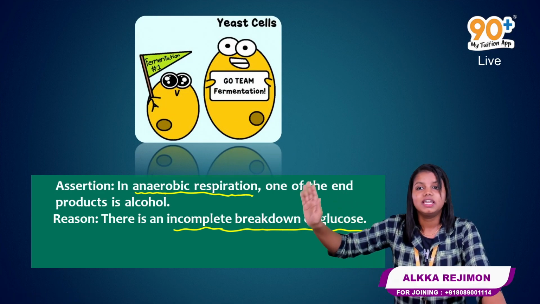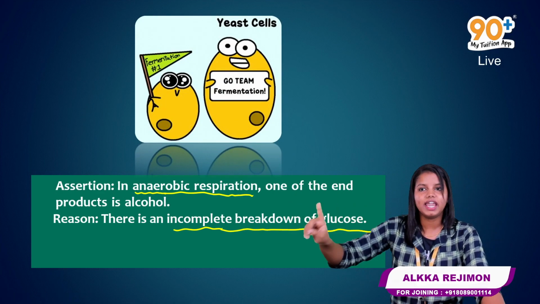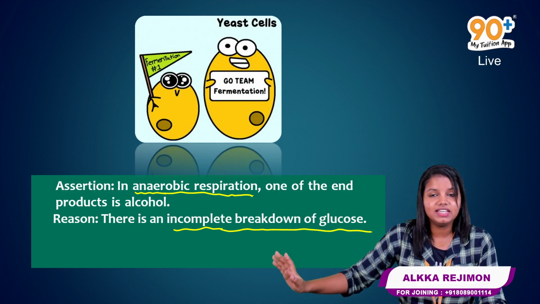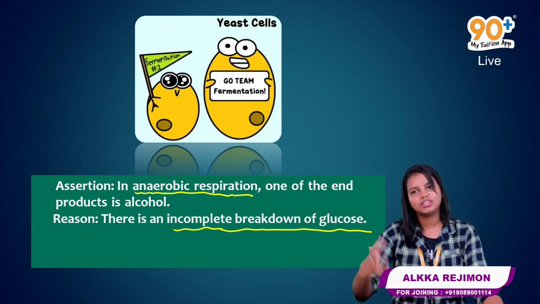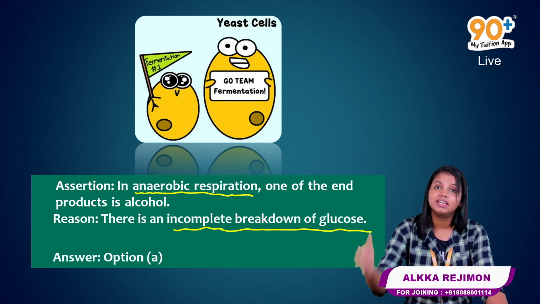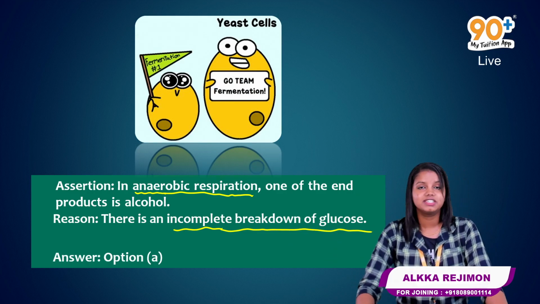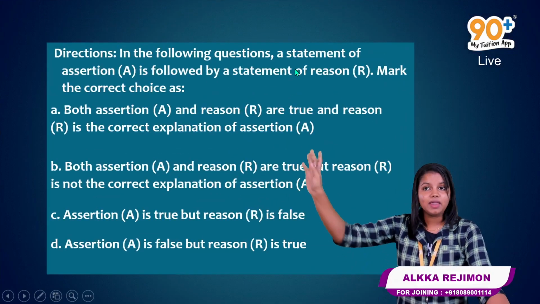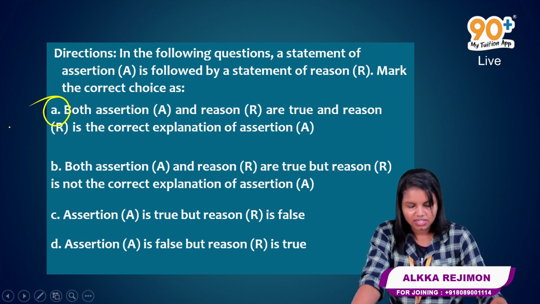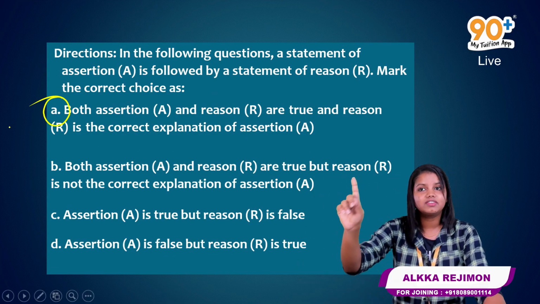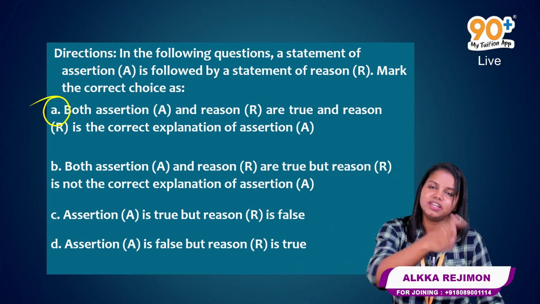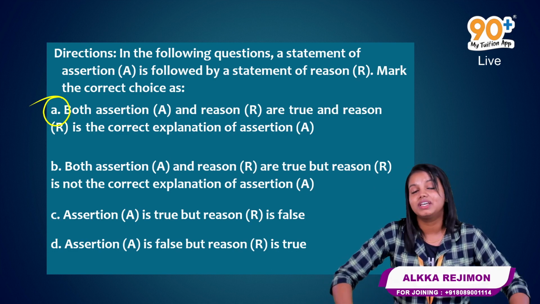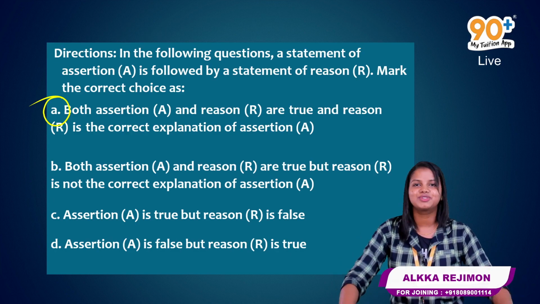Assertion: in anaerobic respiration, one end product is alcohol, and the reason is an incomplete breakdown of glucose. So it is pretty clear to you that the answer to this assertion and reason type question is option A, where both assertion and reason are true and the reason is the correct explanation of the assertion. That's it. This is how you approach an assertion and reason type question and solve it.